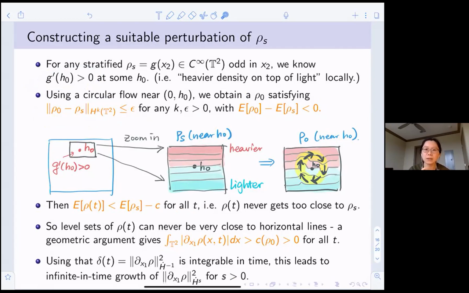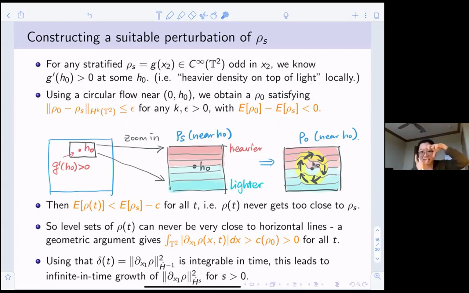And the important thing is that we can make it such that the potential energy of rho 0 is strictly less than that of rho s. Intuitively, this is reasonable to expect because locally it's the heavier fluids that are on top of the lighter one. This should be a very unstable situation, right?